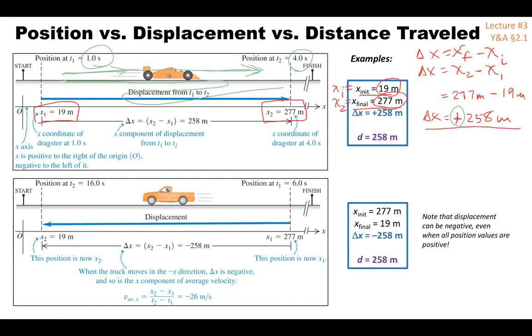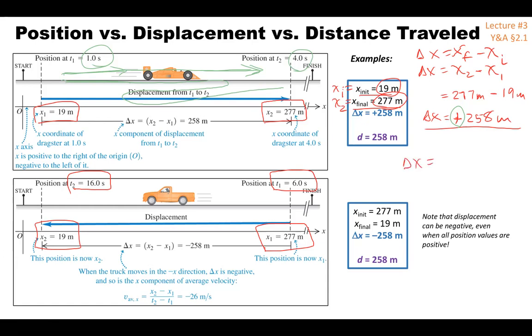Okay, now let's take a quick look at the second example. Same sort of thing. This is a truck that goes in the opposite direction at a very different speed. At some earlier time, t1 of 6 seconds, the starting position is plus 277 meters. And at some later time, 16 seconds, the final position is plus 19 meters. So how do we calculate the displacement in this case?